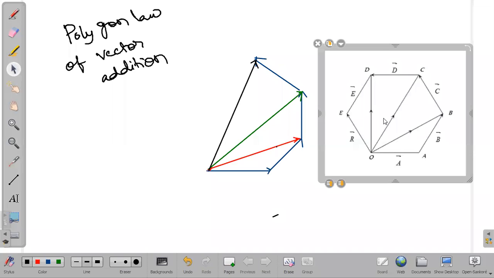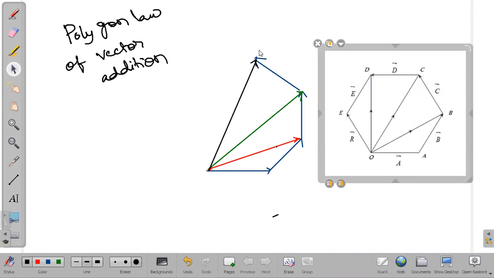So in total we have 5 vectors. If we want to add 5 vectors, we directly draw a line from the first starting point to the head of the last vector. That will give us the resultant, right? That is how we do the polygon law of vector addition. And I have given you the same thing in the notes also.